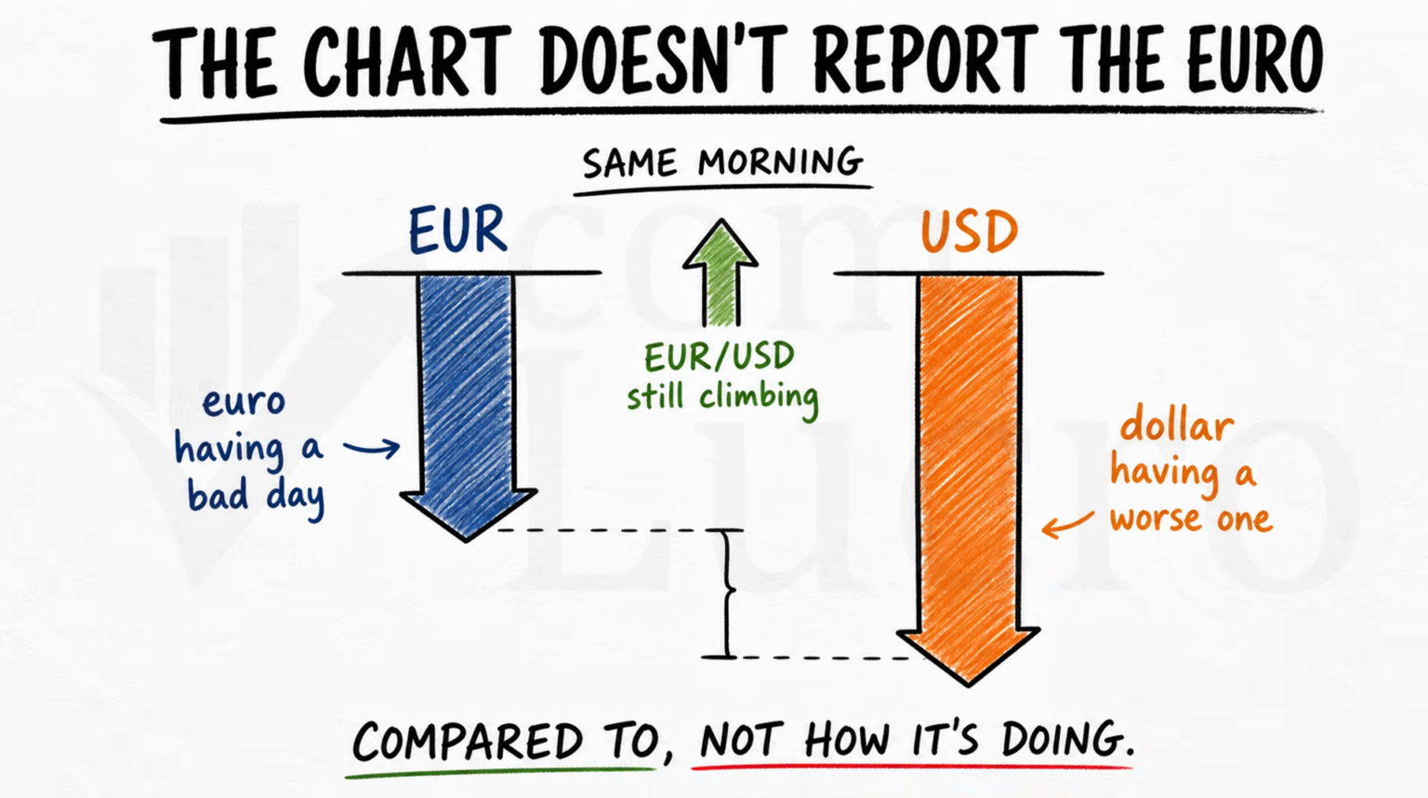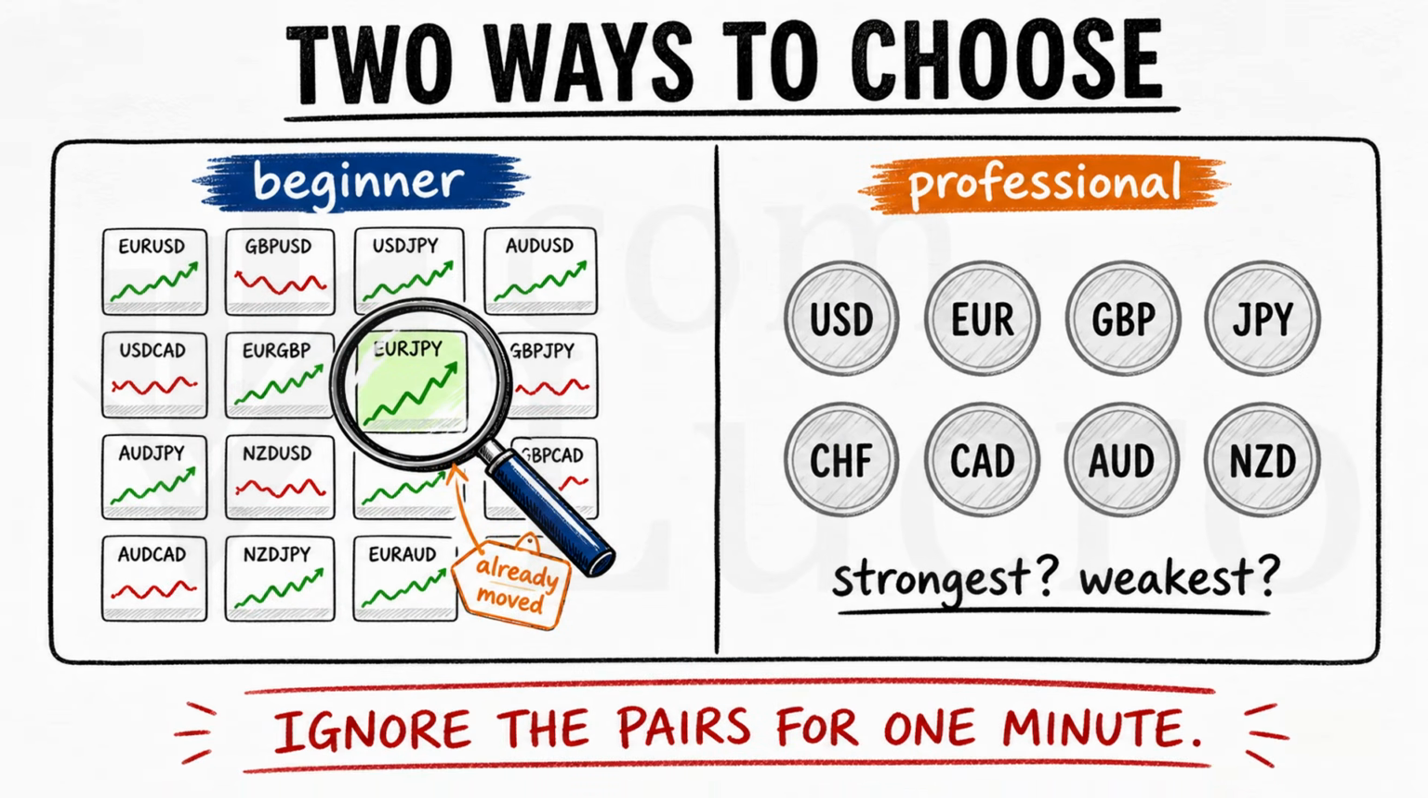When you look at Euro USD, that chart is not telling you how the euro is doing. It's telling you how the euro is doing compared to the dollar. Those are two different statements. The euro could be having a bad day, and Euro USD could still be climbing, as long as the dollar is having a worse one. So beginners scroll through 28 charts, hunting for the pretty one, which mostly means the one that already moved.